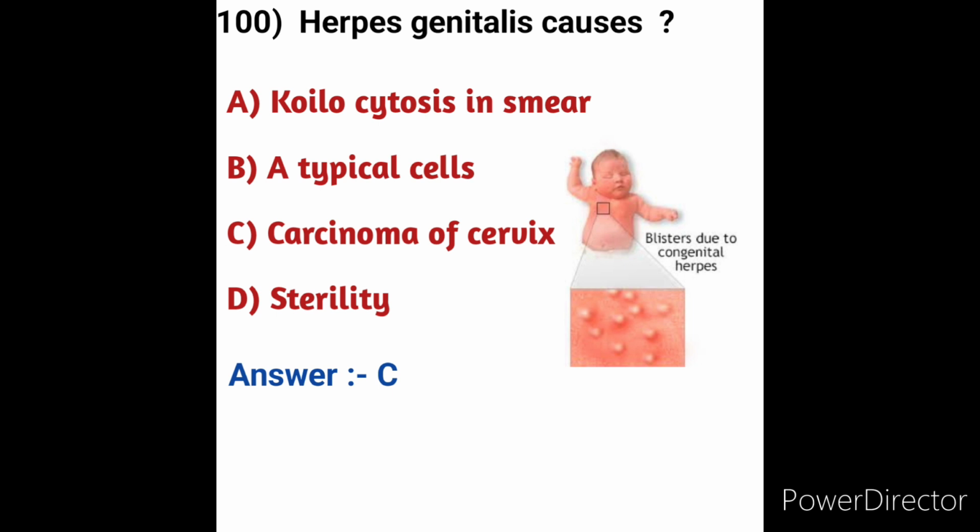Herpes genitalis causes problems to the fetus. Here we can see the blisters due to congenital herpes all over the body. This is one picture of one portion of the baby. Here we can see blisters due to congenital herpes in this picture. Carcinoma of cervix is the correct answer. Herpes genitalis is a cause of cancer of the cervix. Option C is the correct answer.